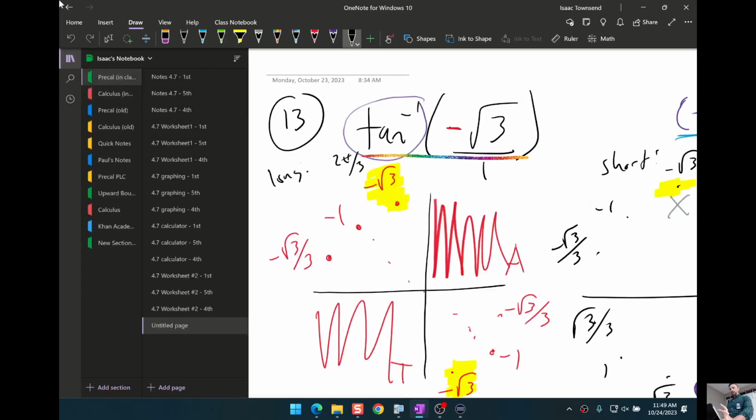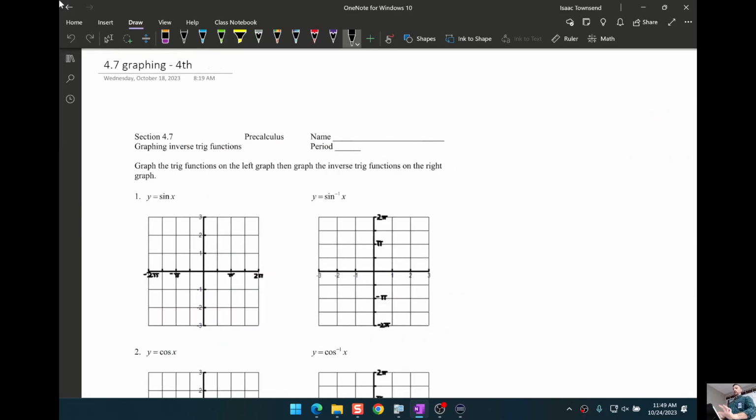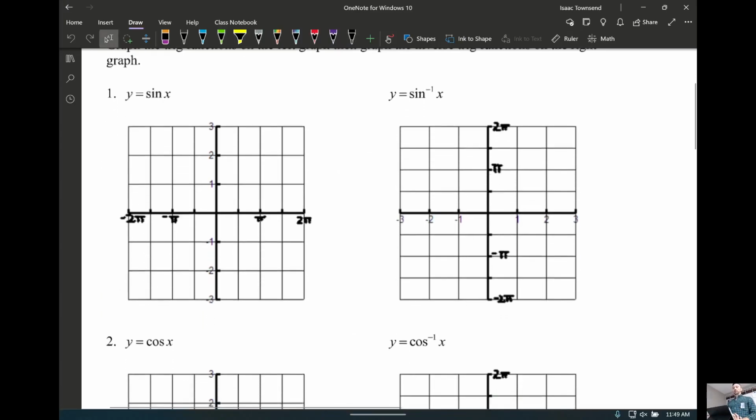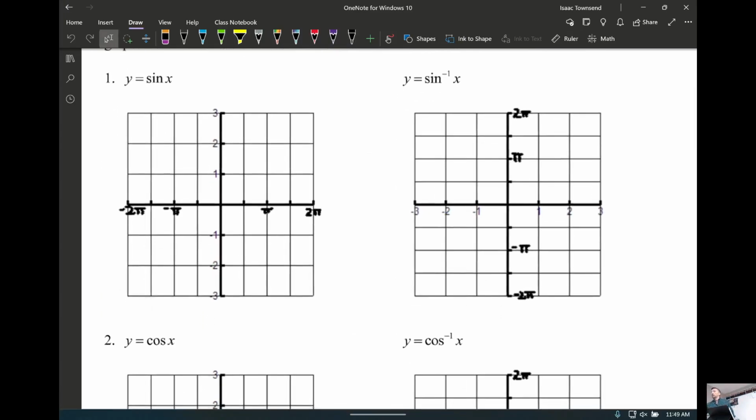One of those things is graphing. Technically we did do this in the notes, but I do want to go over it again real quick. We will not ask you to graph inverse cosecant, inverse secant, or inverse cotangent, but we may ask you to graph inverse sine, inverse cosine, or inverse tangent. If you remember what sine looks like, this can be helpful for inverse sine.